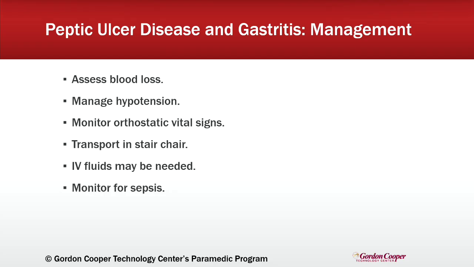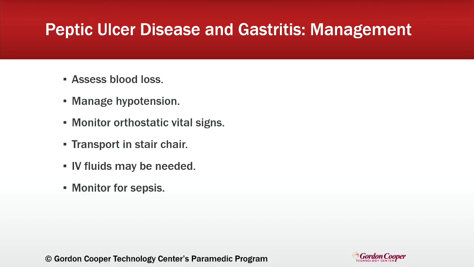Management, of course, is going to be to manage any blood loss and hypertension that may be showing up. Monitor for the orthostatic vital signs, so do that tilt test on them that we talked about a little bit earlier, and evaluate their fluid needs. And this will help you figure out where you're going to transport them to once you have a little better picture of what's going on. Be aware that they can have sudden vomiting with a change in position. So you might want to use a stair chair instead of having them lay back or stand, those kinds of things.